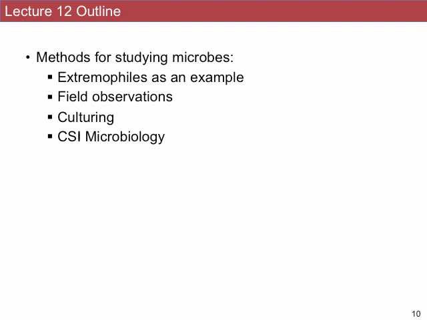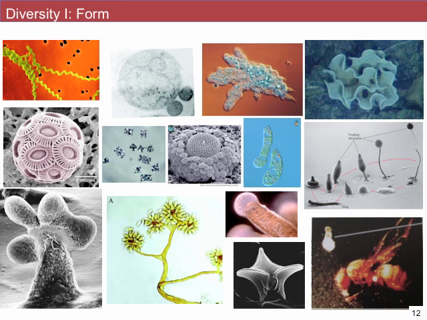So what we're going to do today is talk about methods for studying microbes and use, as I said, extremophiles as our template. We're going to talk about three categories of approaches to studying microbes: to observe them in the field, to culture them, that's growing them in the laboratory, or, as you will see why in a little bit, something I generally refer to as CSI microbiology, which is basically forensic type approaches to looking at microbes.